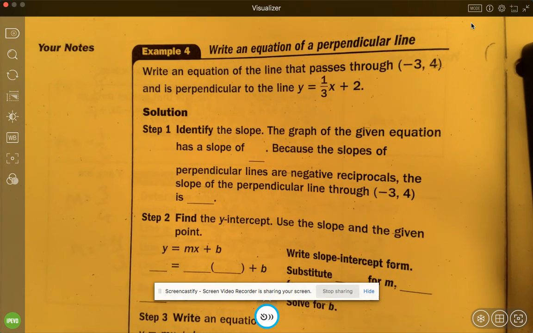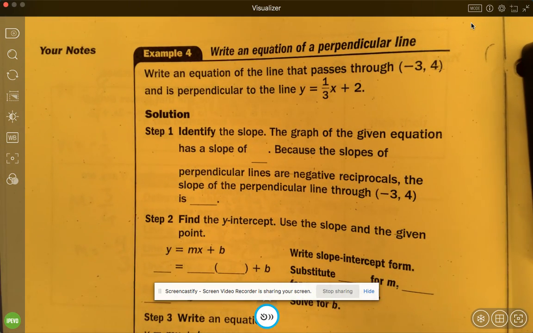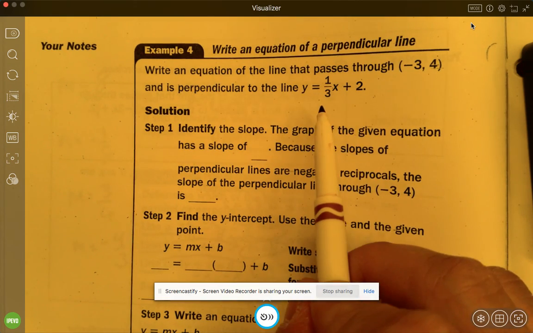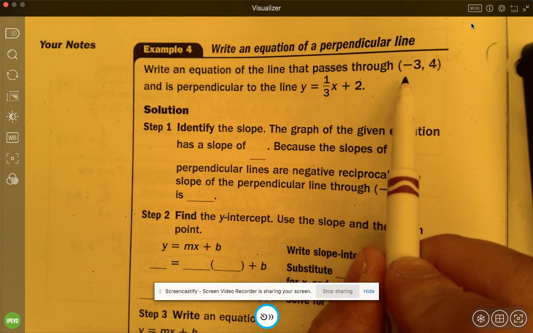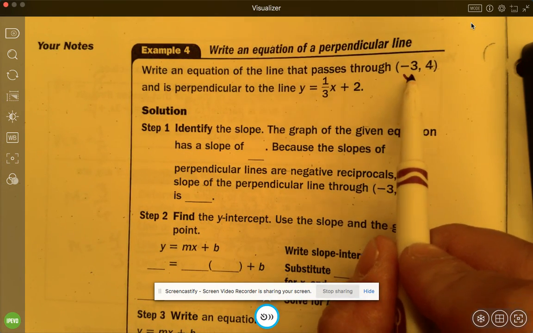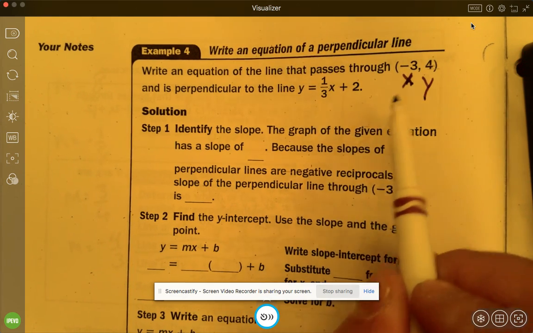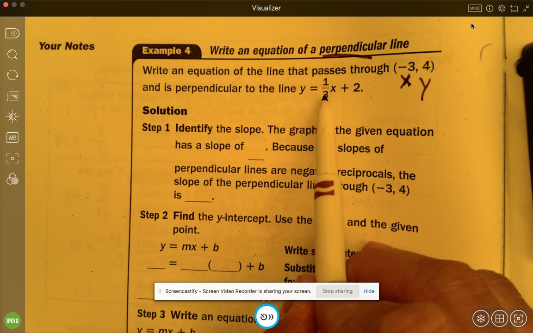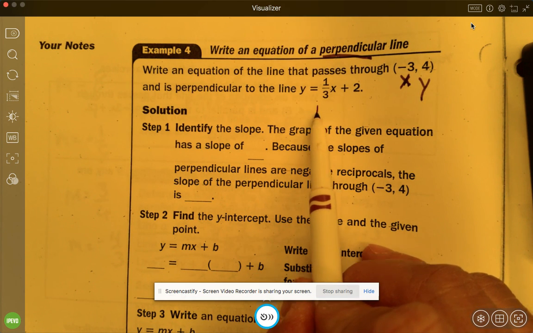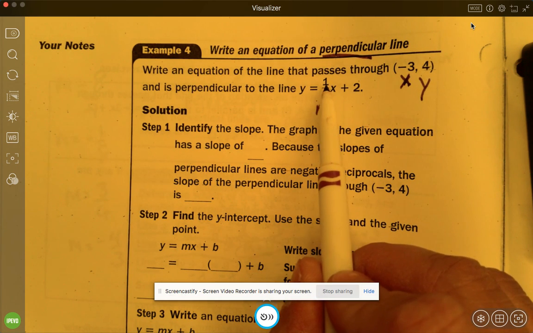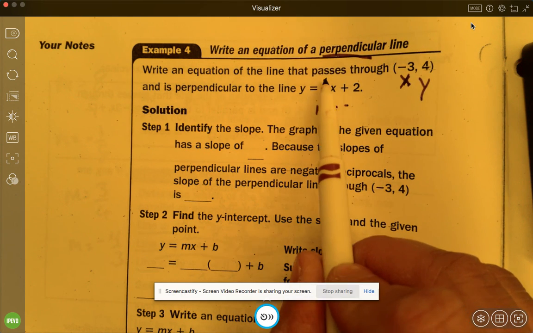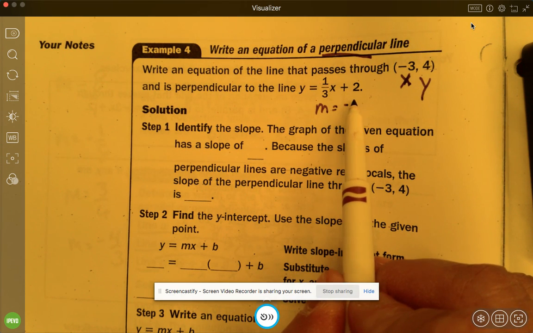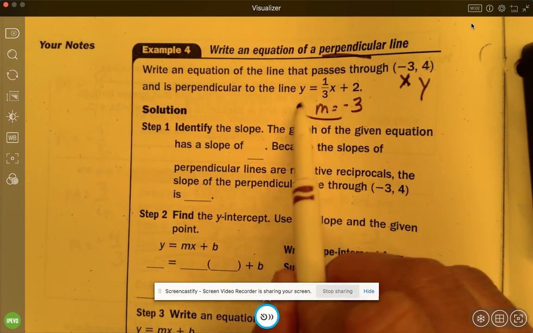So example 4, write an equation of a perpendicular line now. If you look here, this is my x, this is my y. Now if we want a perpendicular line, we want the opposite reciprocal of 1/3. So the opposite of positive 1/3 will be negative, and the reciprocal of 1/3 is 3/1, or just 3.